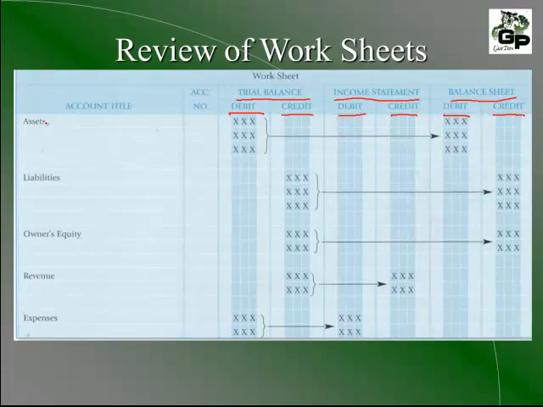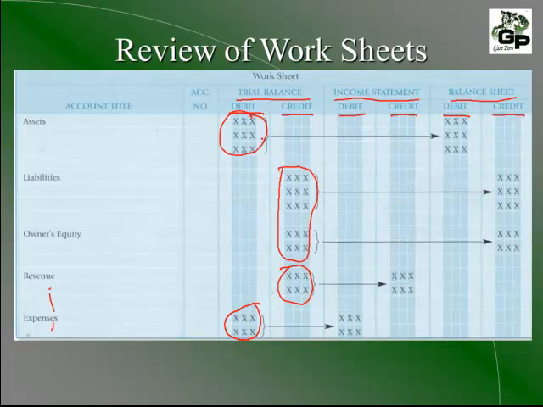The procedure has been to list all of our assets first, all the accounts that are included as assets, all our liabilities, then our owner's equity, our revenue accounts, and our expense accounts. We transfer these accounts to the trial balance. So assets come to the trial balance as debits. Liabilities and owner's equity come to the trial balance as credits. Revenue comes on the trial balance as a credit, and expenses as debits.